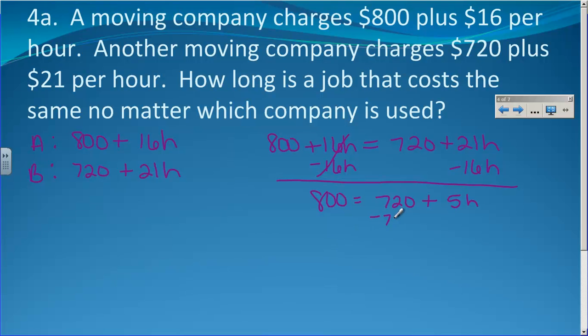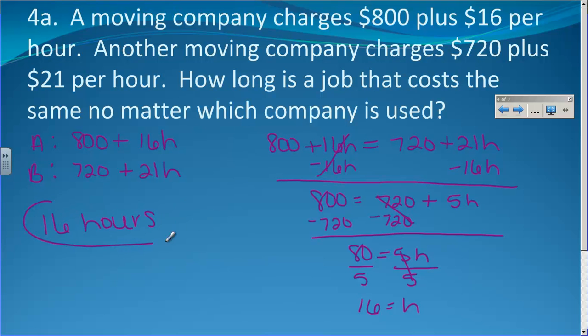Now let's subtract 720 to cancel out, which leaves me with 80 equals 5h. If I divide both sides by 5, I get that h equals 16. So it takes 16 hours for the two companies to be the same no matter what.